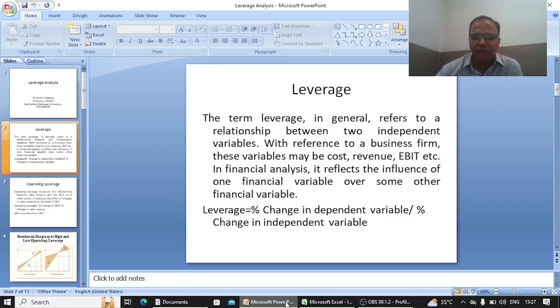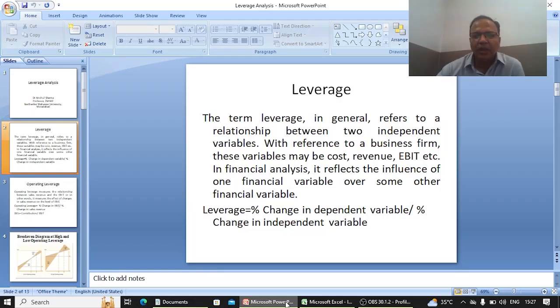It means if one variable is dependent and the other is independent, then we can find out a ratio. For example, suppose there are two figures given to you, sales and profit, and you have to find out the ratio of sales and profit. Then you have to write down sales divided by profit.